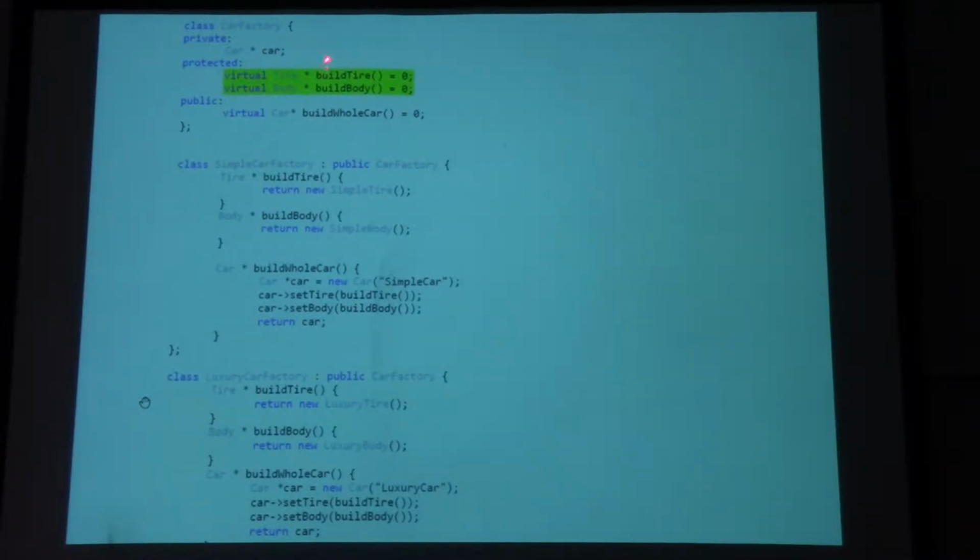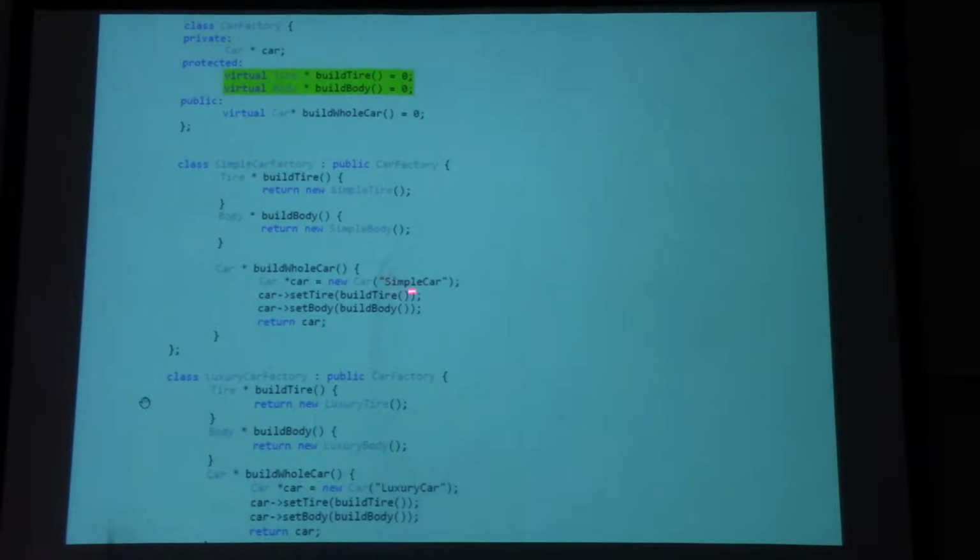So to build a tire, which returns a tire pointer, we're simply going to return a new simple tire because we're building simple cars. And to build a body, we're going to simply return a new simple body because we're building simple cars. And so therefore, when we build the whole car, we're going to return the pointer to a car, okay, by creating a new simple car.